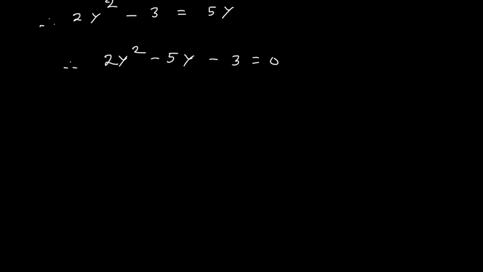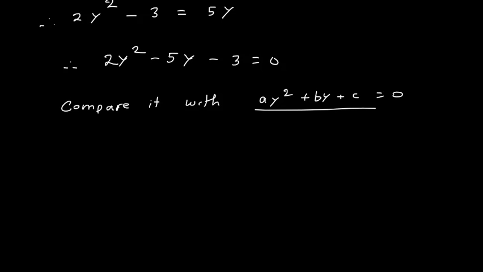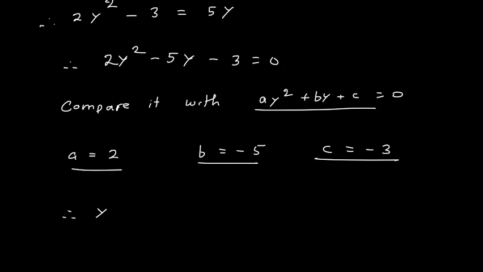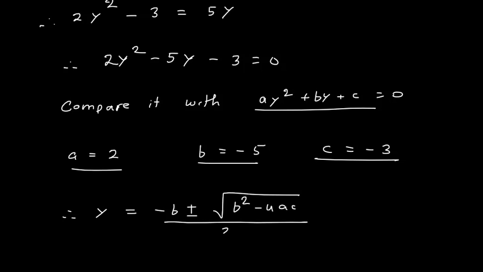So 2 3 is 6. Okay. But we have to solve this by using the formula method. So what we do, we compare it with ay square plus by plus c equal to 0. Now the variable I changed here. So when I compare, I will get a is equal to 2, b is equal to minus 5, and c is equal to minus 3. So therefore the value of y, we can say that it is minus b plus minus root of b square minus 4ac whole divided by 2a.